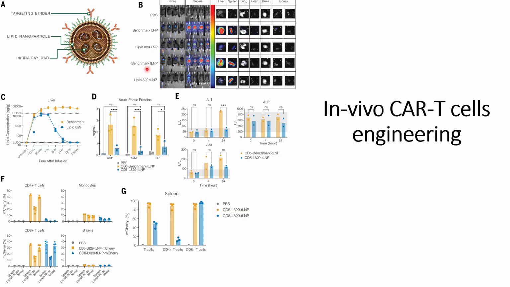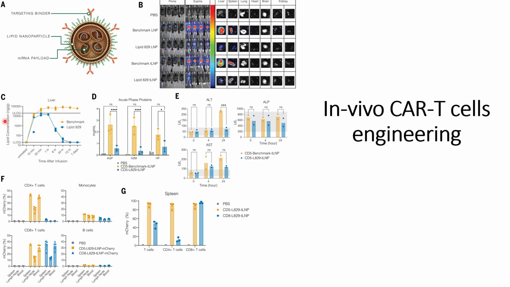Then they use commercial lipid nanoparticles targeted towards the spleen, and they can see signals in the liver and also in the spleen. And when they use the lipid 829 targeted lipid nanoparticles, they can see specific signals in the spleen, with minimal or almost negligible signals in the liver. So this indicates its specificity.